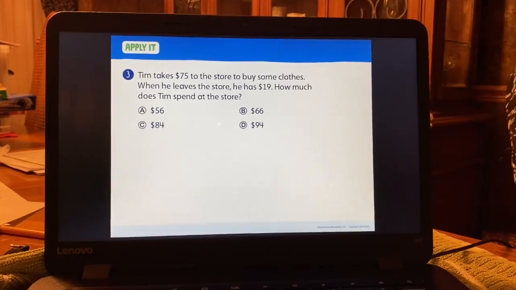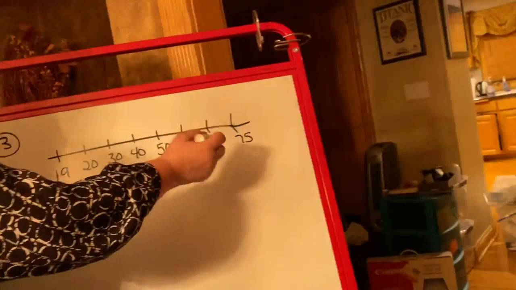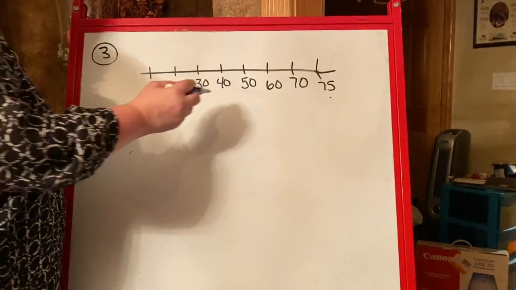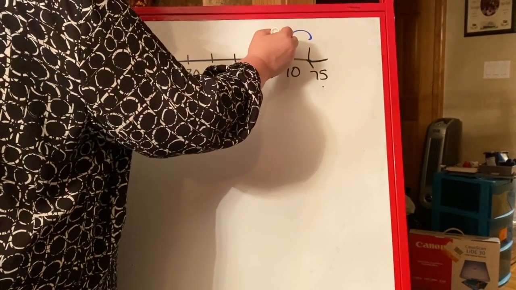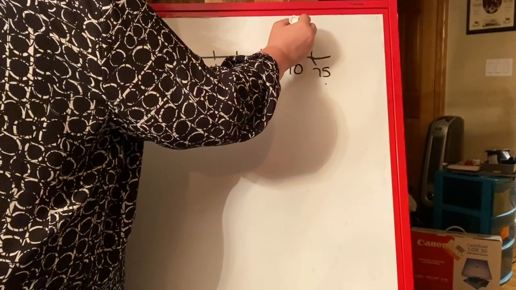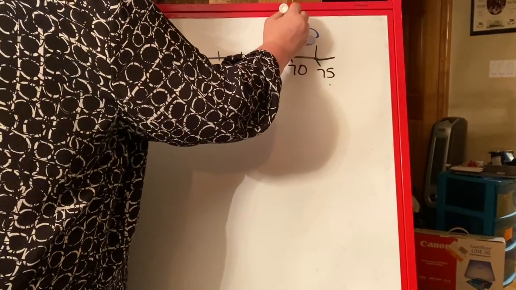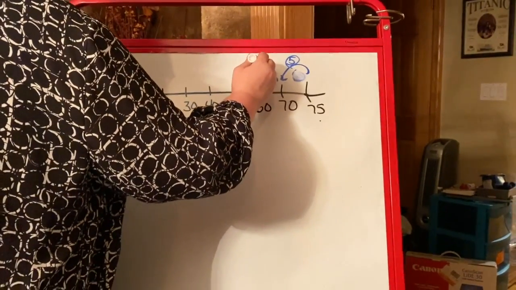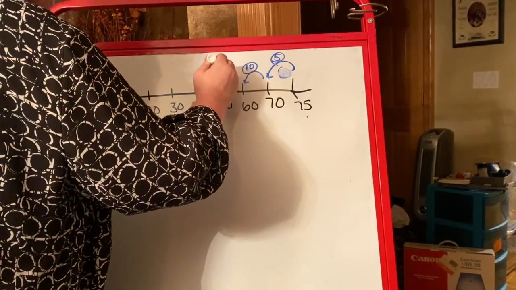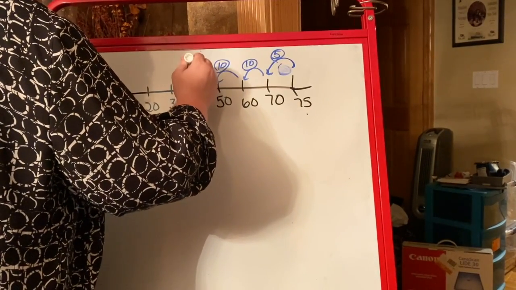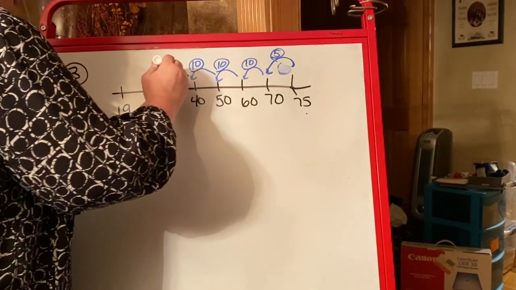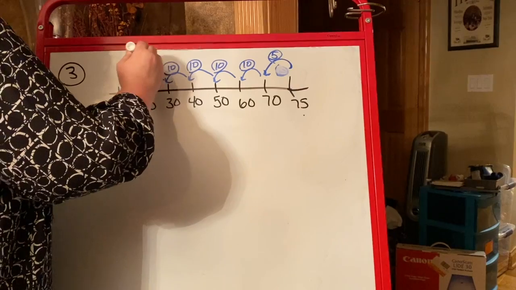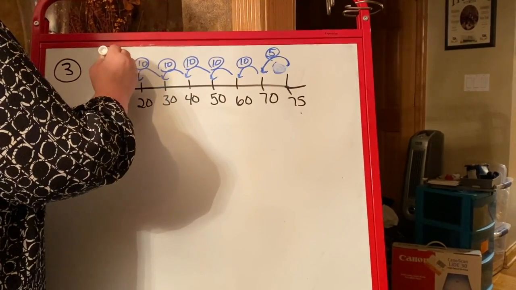And again, I like open number lines. So what do I know? I know he starts with $75 and he ends up with 19. So we're going to subtract. 75 to 70 is 5. And we're going to go back to 60, which is going to be 10 halves. 60 to 50, 10 more halves. 50 to 40, 10 more halves. 40 to 30, 10 more halves. 30 to 20, 10 more halves. And then 20 to 19, 1 half.